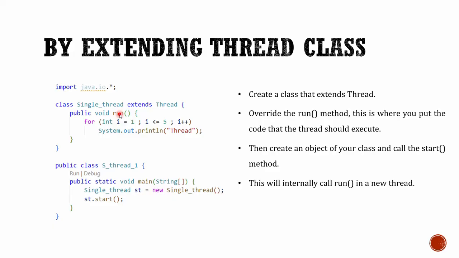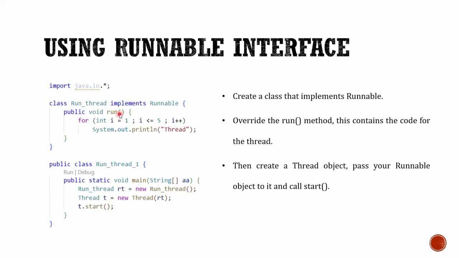Next, as I said, we also have another way in which we can make the class a thread. We can do that by implementing the Runnable interface. We are not going to change anything. Only two things we need to do. So class RunThread implements Runnable. Usually if there is any interface, we implement it. The remaining run method will be there.